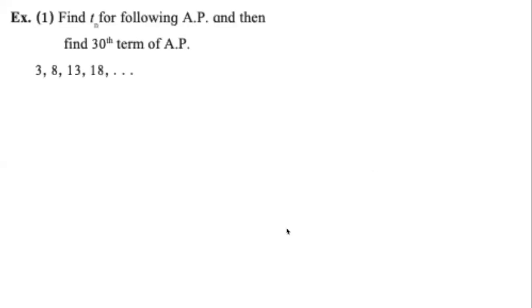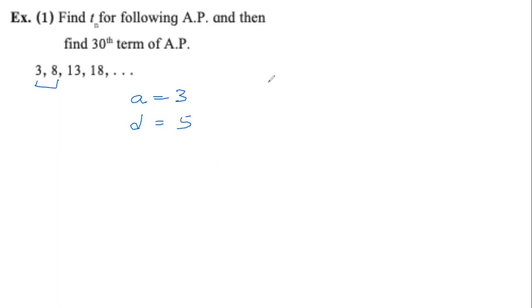See, this is example number 1. Very easy. It says find Tn for the following AP. Tn means we have to find the formula. From this arithmetic progression, you know that A, or our T1, equals 3. We also know by the difference that D equals 5.